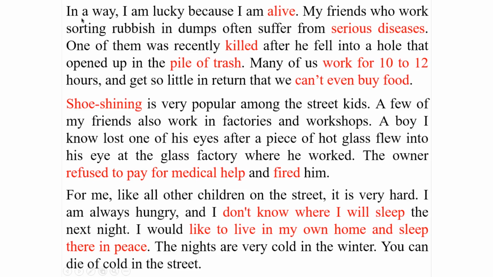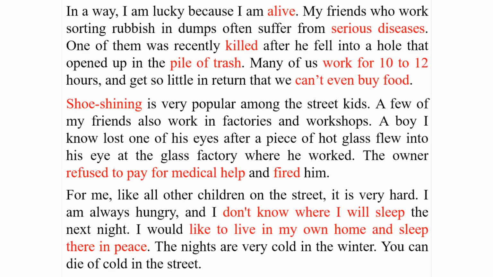Now the last part. In a way, I am lucky because I am alive. But Amerigo is happy that he is alive. My friends who worked sorting rubbish in dumps often suffer from serious diseases. Yes, these are the keywords, serious diseases. One of them was recently killed after he fell into a hole that opened up in the pile of trash. Wow, it's really sad and shocking that this type of boys are often killed.